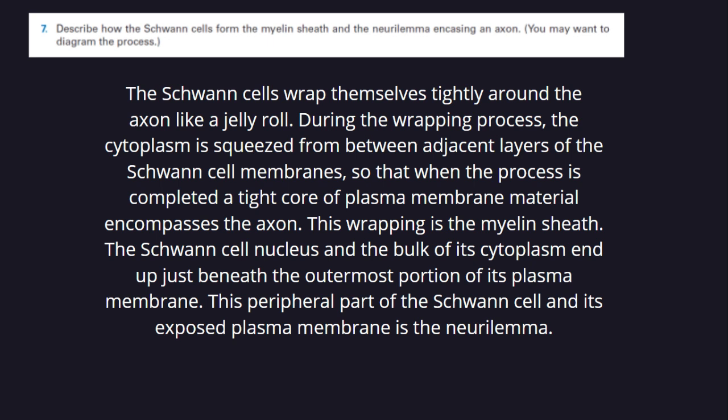During the wrapping process, the cytoplasm is squeezed from between adjacent layers of the Schwann cell membrane, so that when the process is complete, a tight core of plasma membrane material encompasses the axon. This wrapping is the myelin sheath. The Schwann cell nucleus and the bulk of its cytoplasm end up just beneath the outermost portion of its plasma membrane. This peripheral part of the Schwann cell and its exposed plasma membrane is the neurilemma.